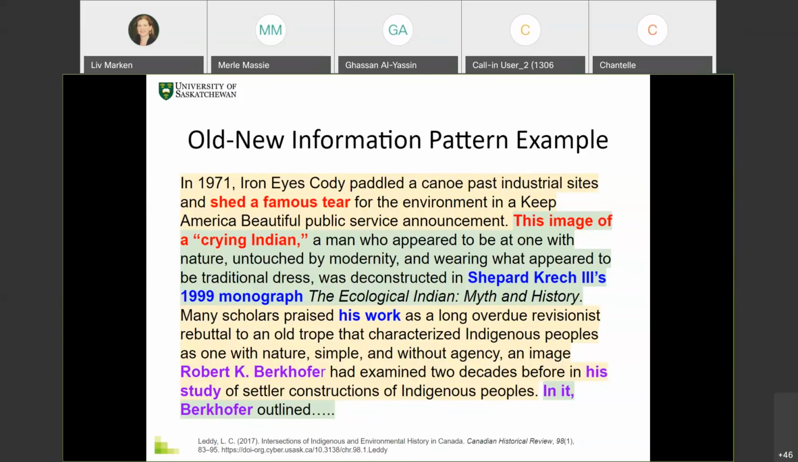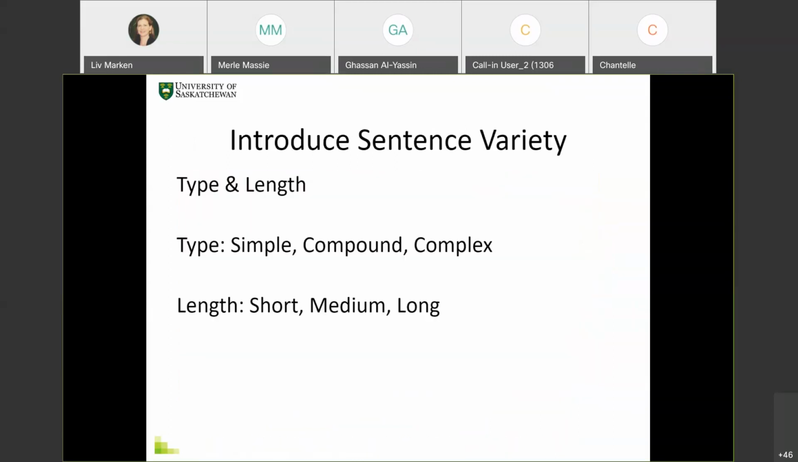Now, you don't always have to write like that, but if you want to boost how clear you're being, using this particular method can really help. And it's something that lets you move away a little bit from always using transitional expressions like furthermore, moreover. We tend to just repeat those all the time, but this is a way that you can also reinforce that need to make a transition. So that's the old new information pattern.